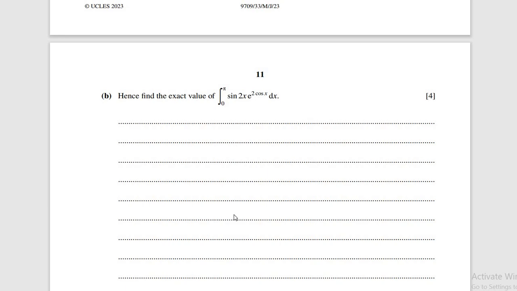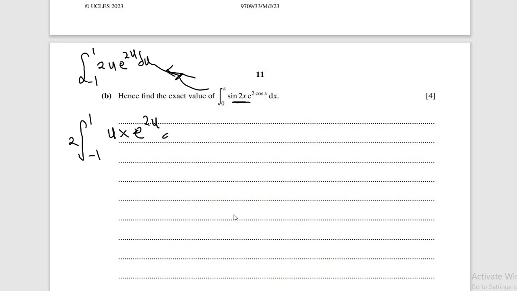Remember that this equation is already the integral from minus 1 to 1 of what we proved earlier, 2u e raised to the power 2u du. The equation is now like this. So now, when you arrange the equation, let me bring the 2 out. So you have the variable inside, minus 1 to 1, so you have u times e raised to the power 2u du.